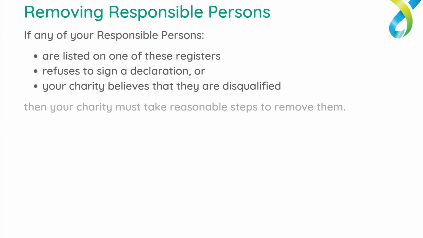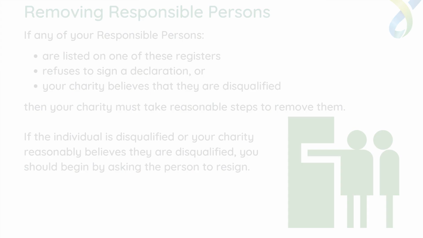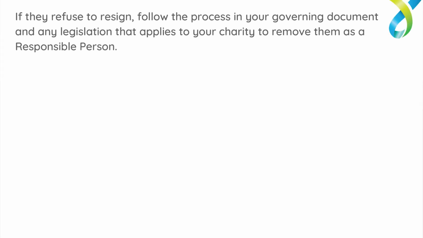If any of your responsible persons are listed on either the ASIC or ACNC Disqualified Persons Register, or refuse to sign a declaration, or your charity believes that they are disqualified, your charity must take reasonable steps to remove them. If the individual is disqualified, or your charity reasonably believes they are disqualified, you should begin by asking the person to resign. If they refuse, follow the process in your governing document and under any legislation that applies to your charity to remove them as a responsible person.